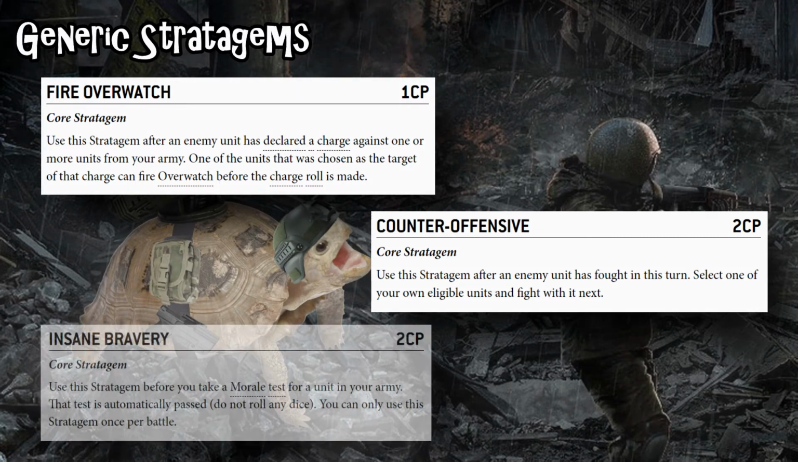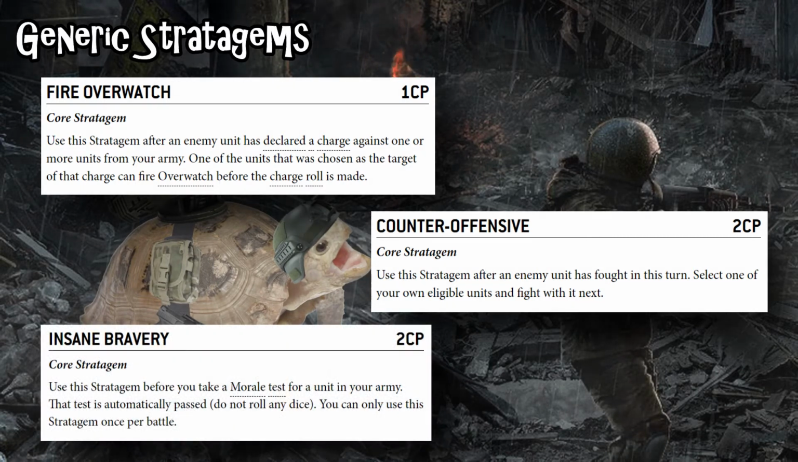Lastly, Insane Bravery is a 2 CP stratagem that can only be used once per game, and it allows you to automatically pass a morale test on one of your units. You don't roll dice for the morale test, and you don't roll any combat attrition at all. Your unit has just assumed to have rolled a 1, which is normally an automatic pass on any morale check.